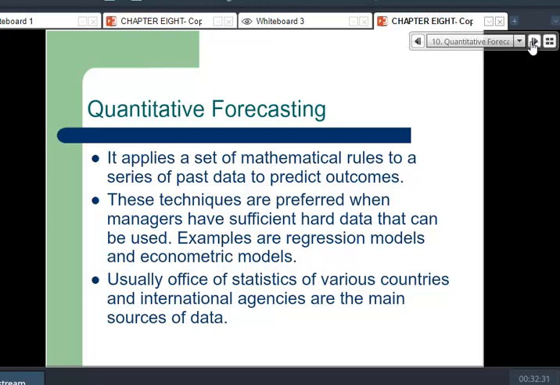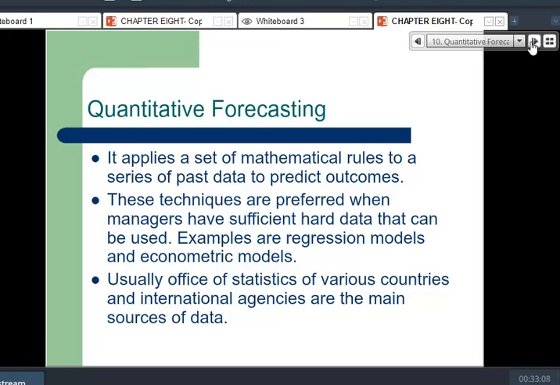We also have another tool called blot tools to anticipate and forecast for the future. This is available in the market as software packages like SPSS, like models, like PLS, like CLS. All these techniques are built into software applications. Usually the offices of statistics of various countries and international agencies are the main source of data.